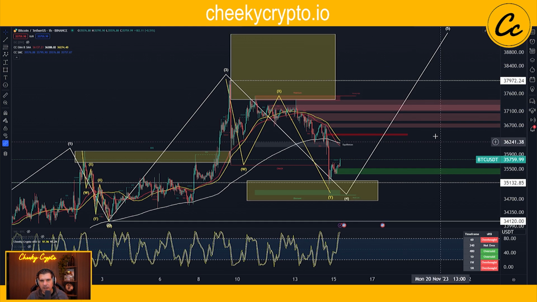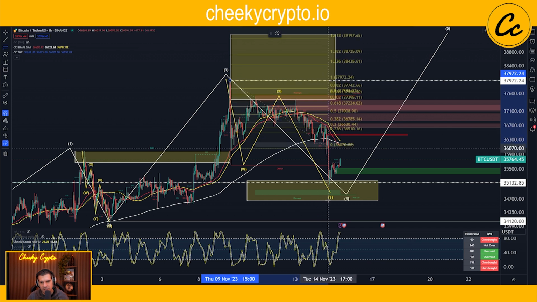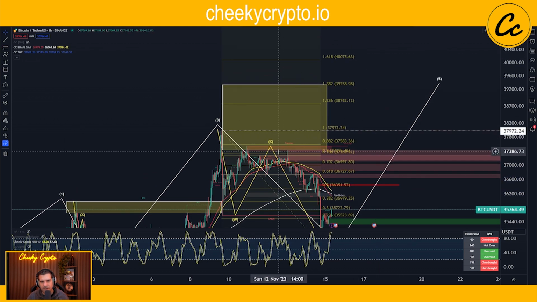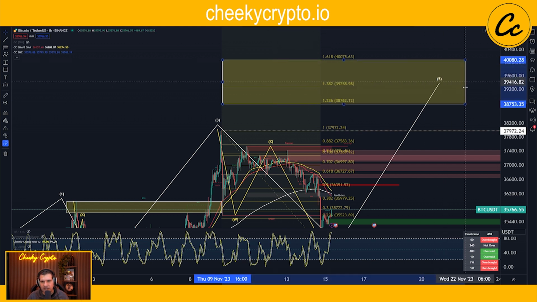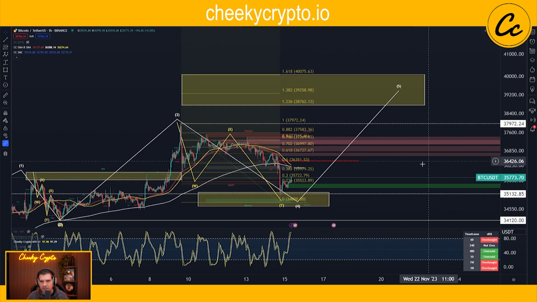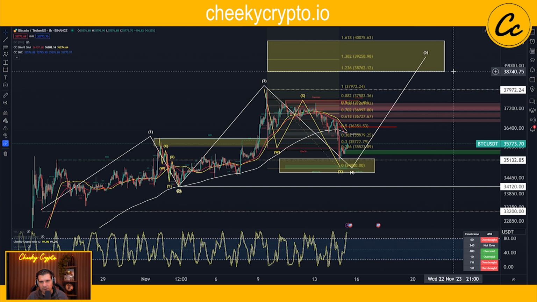The fifth wave move, if this is the case and we have reached that local bottom, then our fifth wave movement will have changed ever so slightly up more towards this range just here, which would put us at 38,762 and 40,075. So right in line with the things that we've been talking about previously.